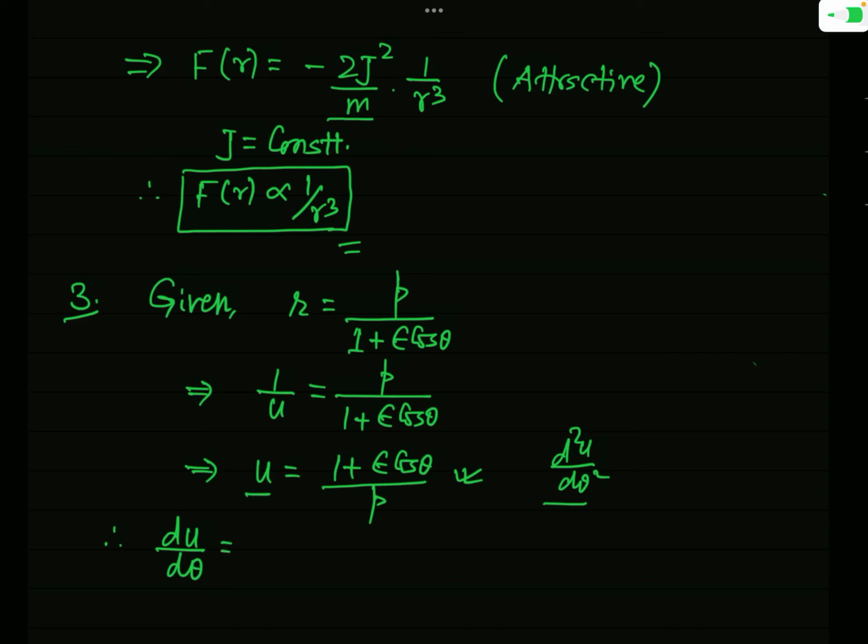And what will this be? Since p is constant, we will differentiate it: when 1 is differentiated, this is 0, and the derivative of cos θ will be minus sin θ. So this is minus ε sin θ divided by p. This is simply minus ε over p sin θ. This is du/dθ. And from here you can find d2u/dθ². That will be simply minus ε by p cos θ.